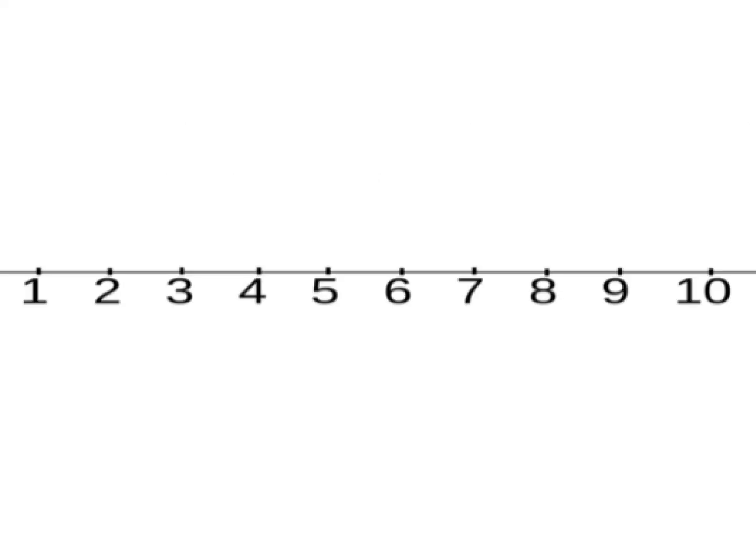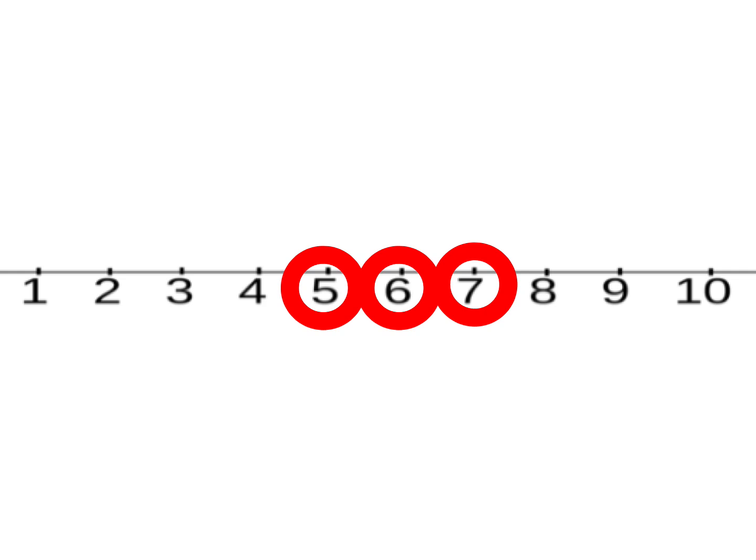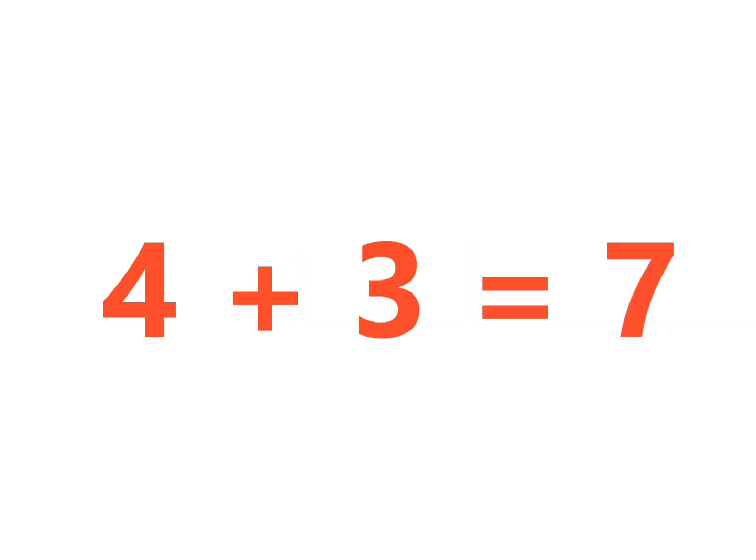Let's start off with some single digit numbers. We'll start off with 4 plus 3. First, start with 4. Then count 3 more. 5, 6, 7. 4 plus 3 equals 7.